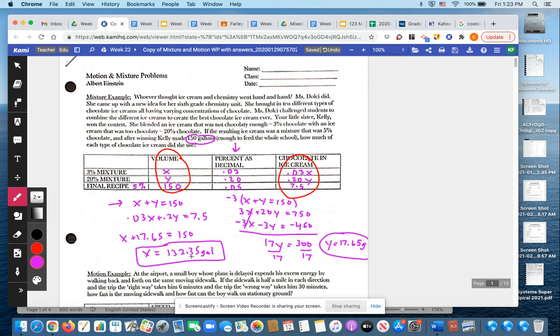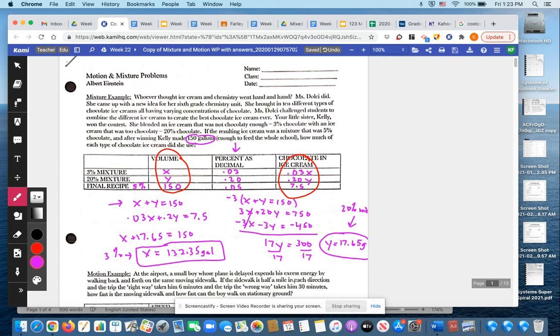You need 132.35 gallons of x, and x is being represented by the 3%. So this is the 3% mixture here. And over here, 17.65 gallons of the 20% mixture. And there you have it. We have successfully solved the problem.